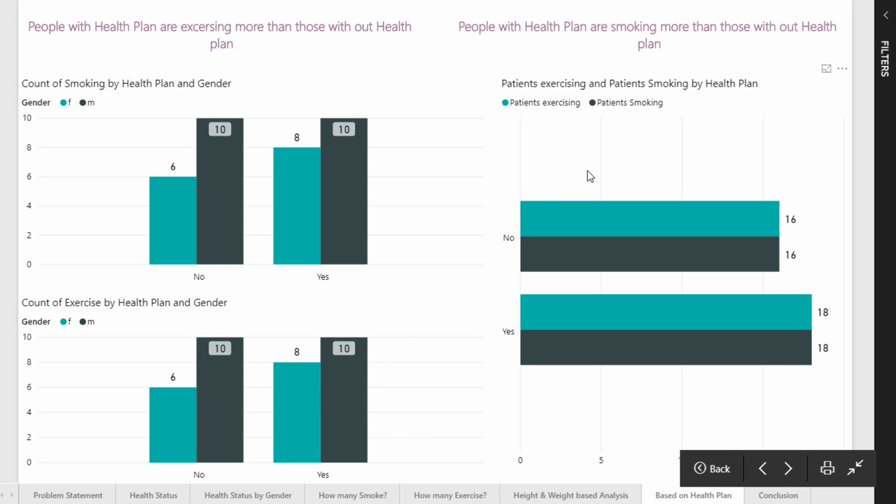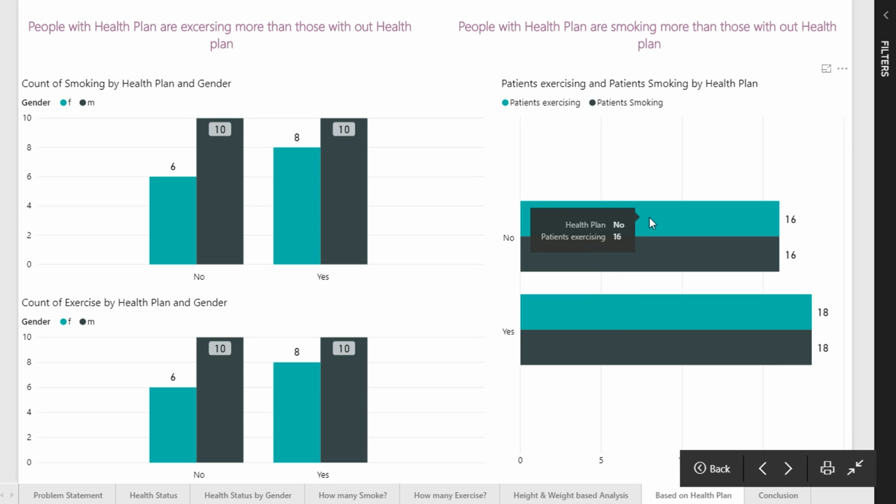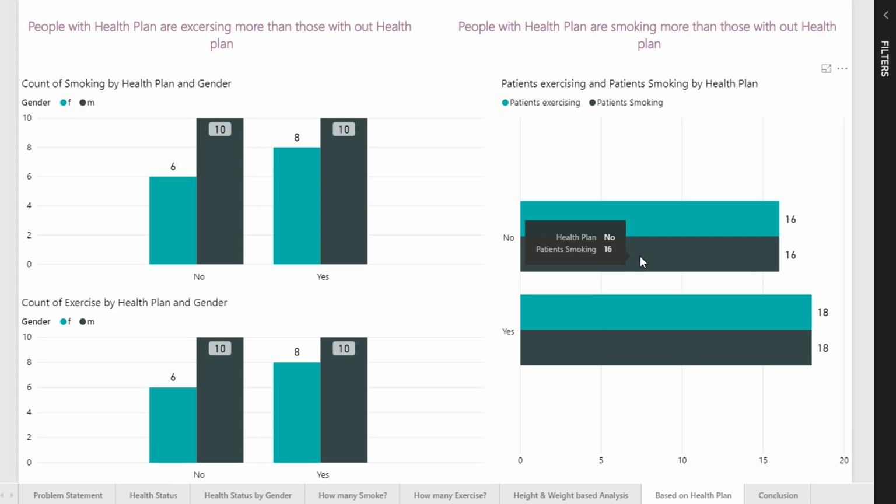The third visual here shows the patients exercising and smoking by health plan. This gives me if they have a health plan or not. So this bar shows those patients who don't have a health plan, while this shows me the patients who have a health plan. I can see clearly that 18 patients are having a health plan and exercising. Similarly, 18 patients are having a health plan and smoking. 16 patients are not having a health plan and exercising. 16 patients are not having a health plan and smoking.